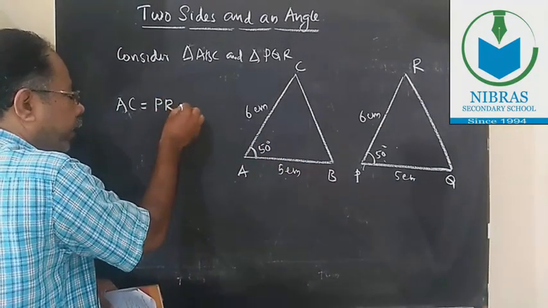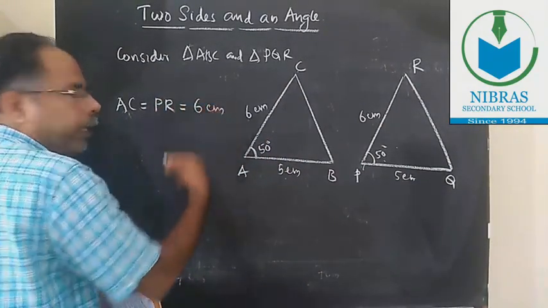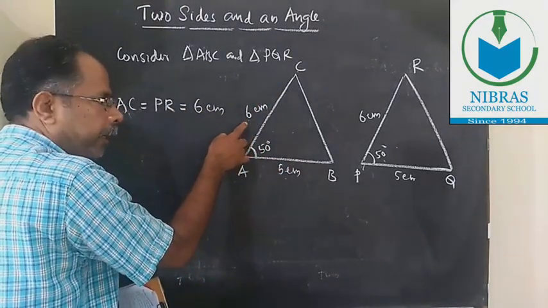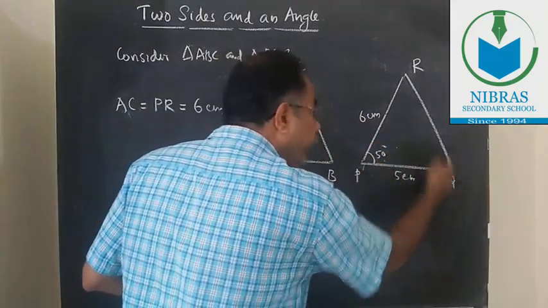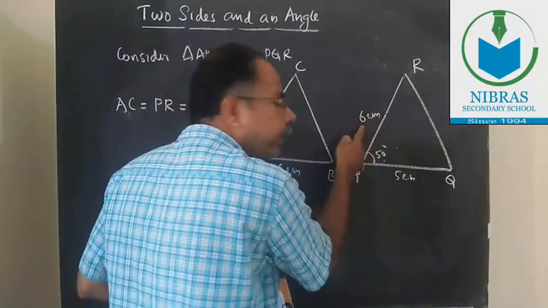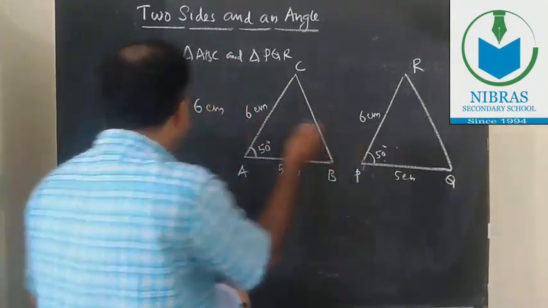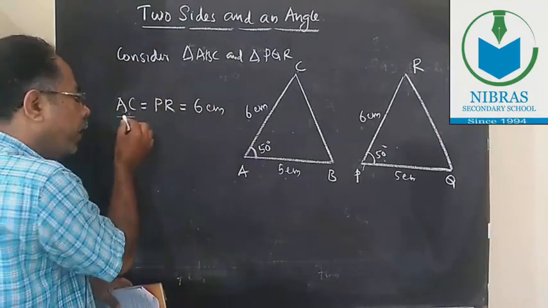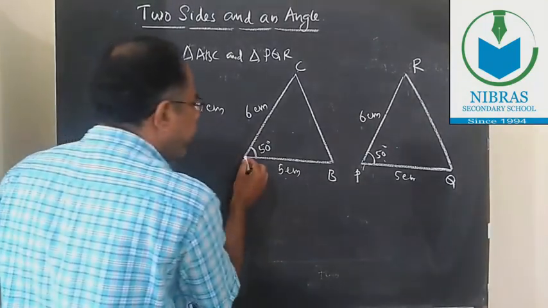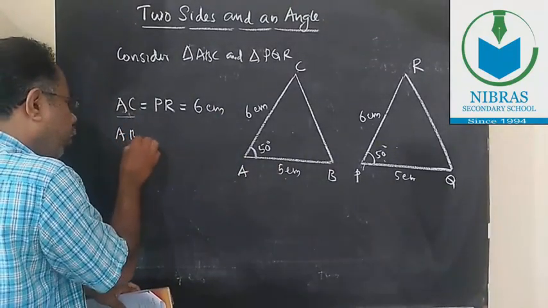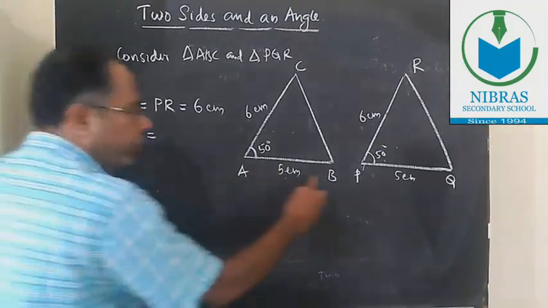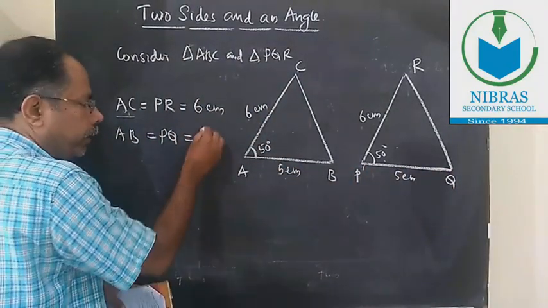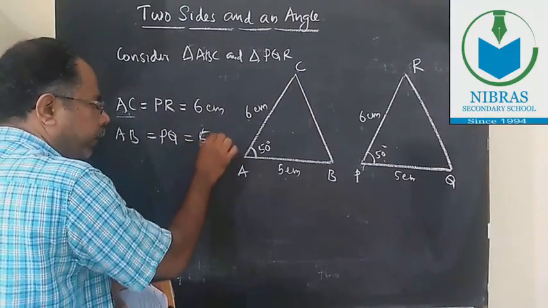AC is equal to PR, that is equal to 6 centimeter. The triangle ABC has a side AC with 6 centimeter length, and triangle PQR also has a side PR with length 6 centimeter. We write here AC is equal to PR is equal to 6 centimeter. One side is equal. The second side AB of triangle ABC is equal to PQ of triangle PQR. That is equal to 5 centimeter.